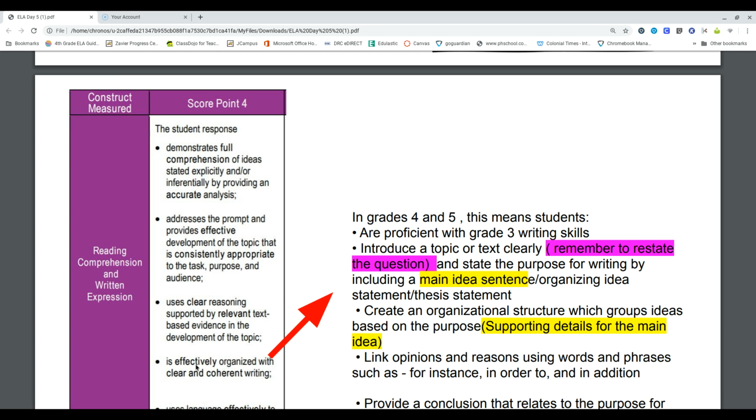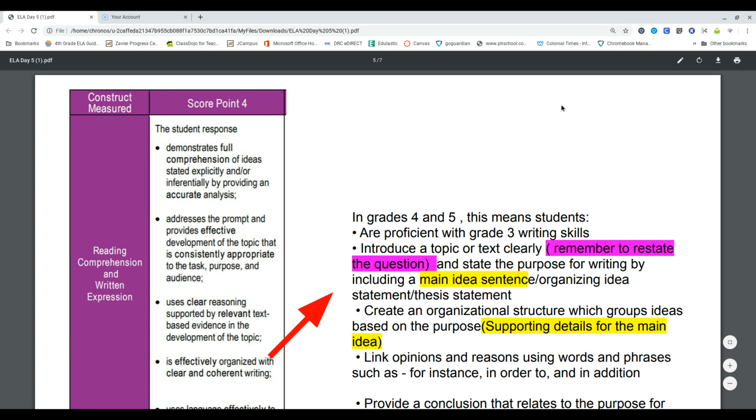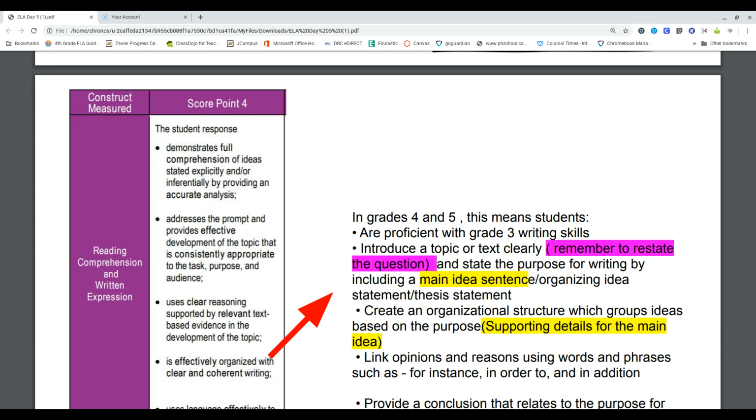The next part of the rubric is effectively organize with clear and coherent writing. How to organize your writing. In grades 4 and 5, this means students are proficient with grade 3 writing skills. You are able to introduce a topic or text clearly. To make sure you stay on the right track, remember to restate the question and state the purpose for writing by including a main idea sentence.